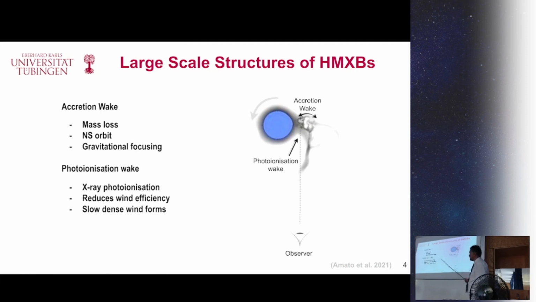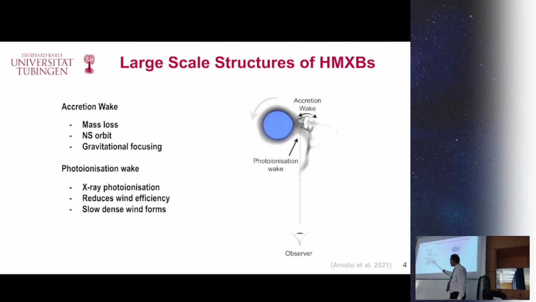Now, if the neutron star is in close proximity to the companion star, this means that the compact object can be deeply embedded within the stellar wind. And so as the neutron star orbits around the companion star, you get the formation of a bow shock which decelerates material. And as a result of gravitational focusing, you get dense regions forming or trailing behind the neutron star. And this forms the accretion wake.